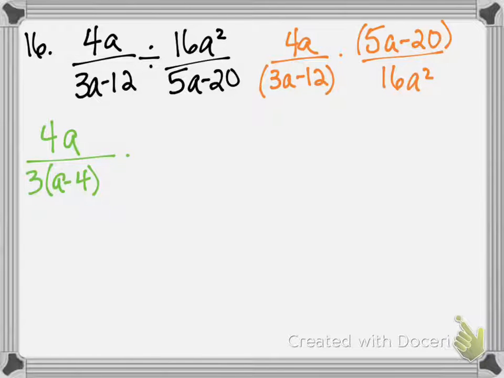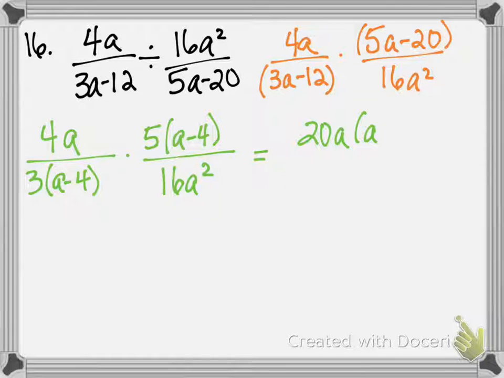And then the top part of the right fraction, you can factor out a 5. So 5 times a minus 4 divided by 16a squared. So again, you can either just start reducing here, or if it makes more sense to you, go ahead, multiply 4a times 5 to get 20a. Remember, leave everything factored out. Don't re-multiply it out, or that undoes everything. And then the bottom is 3 times 16a squared, so 48a squared over a minus 4.